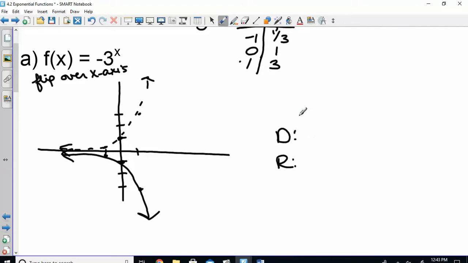What's the domain? And that will be the true every time with an exponential. No matter what transformations you do, the domain isn't going to change. But my range this time, only hitting things below the axis. We don't ever actually hit the 0, so 0 just gets a parenthesis.